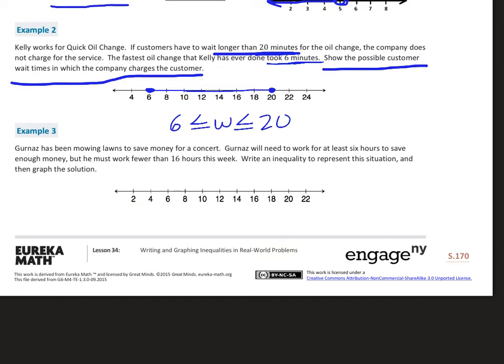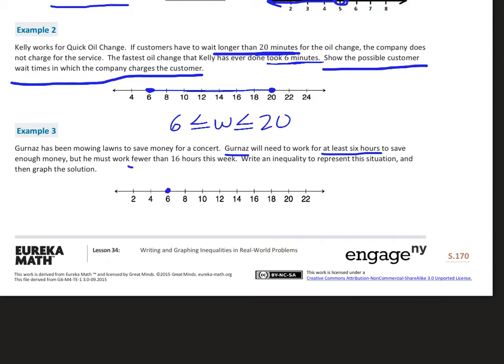Okay, so Gurnaz, interesting name, I kind of like it, has to work for at least 6 hours. So what is at least 6? It means it could be 6, but it could be more than 6. So I'm going to do a closed circle at 6, right? It includes the 6.